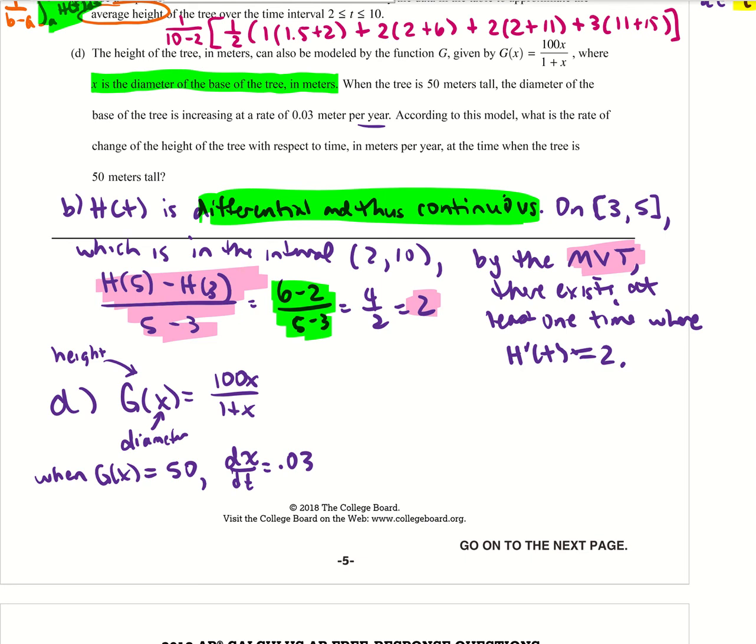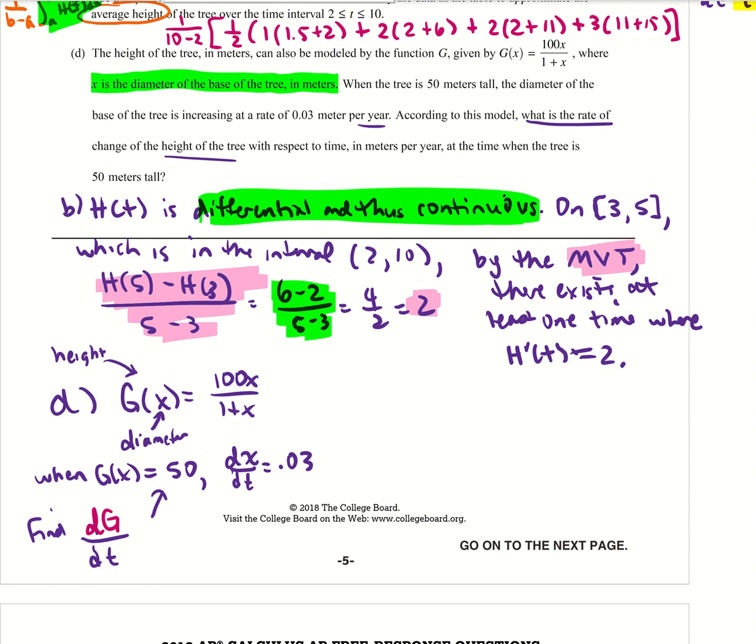Now, according to this model, what we want to find is the rate of change of the height. So we want to find dg with respect to time. Notice we don't even have time in this equation. This equation is in terms of x. And we want it specifically when g is 50. Okay, so we want that to happen there. Well, we can tell we want a derivative of g, so find the rate of change of g. There we go. That's better, with respect to t.